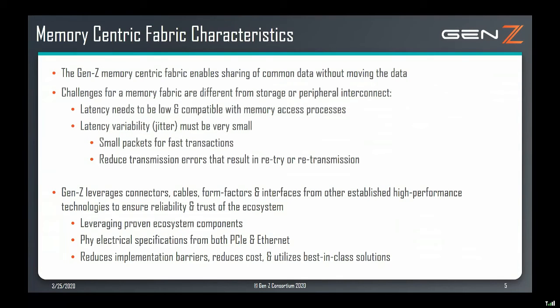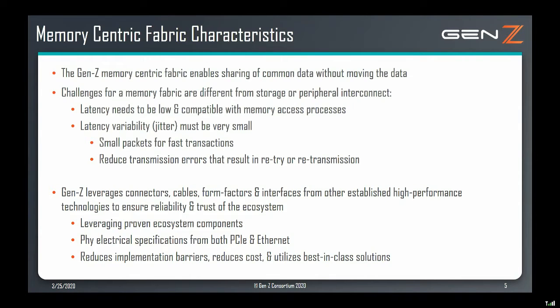Gen-Z allows sharing as well as resource allocation for large data sets to be retained and operated out of memory. This comes with challenges because we now have to meet memory-level performance across the fabric. So we have DRAM attached through a switch. Transaction time should be short. Processors expect fast responses when they request data from memory. And those transaction times should also be consistent. Any variability in the time taken for a response is often referred to as jitter, and you'll hear that throughout this presentation as well.